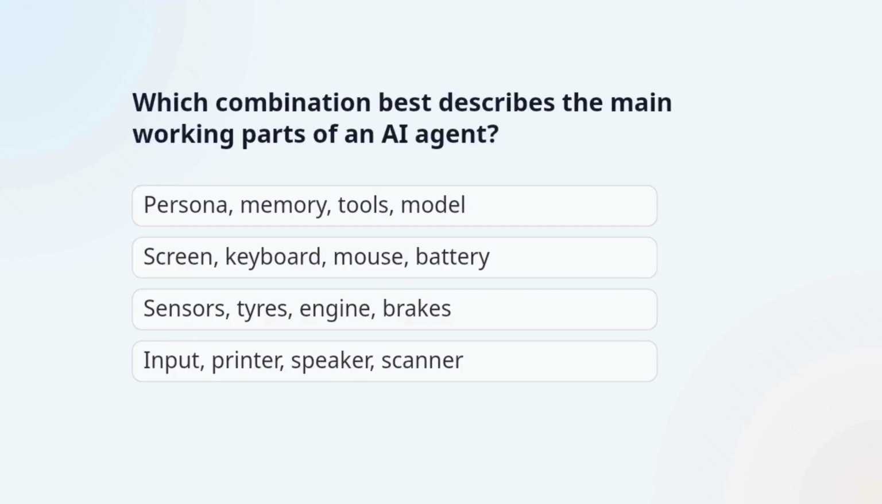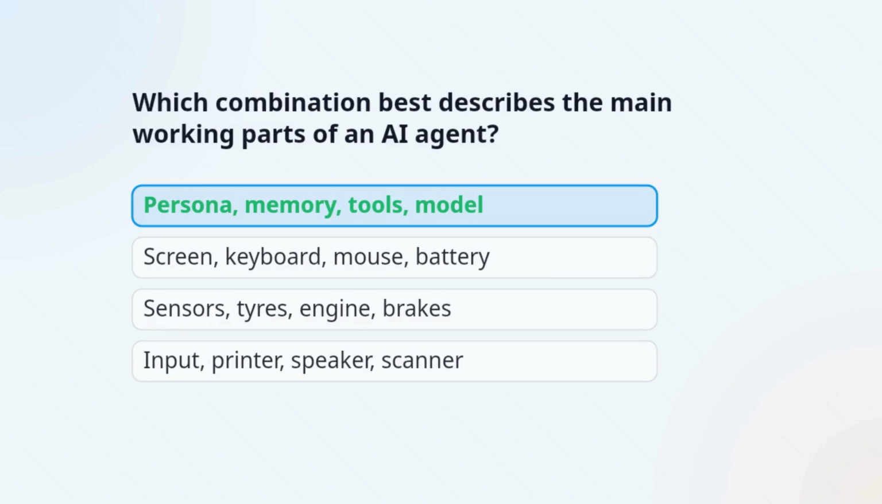Question 2. Which combination best describes the main working parts of an AI agent? The correct answer is persona, memory, tools, model. The article explains that persona guides behavior, memory stores context, tools provide capabilities, and the model acts as the reasoning engine.